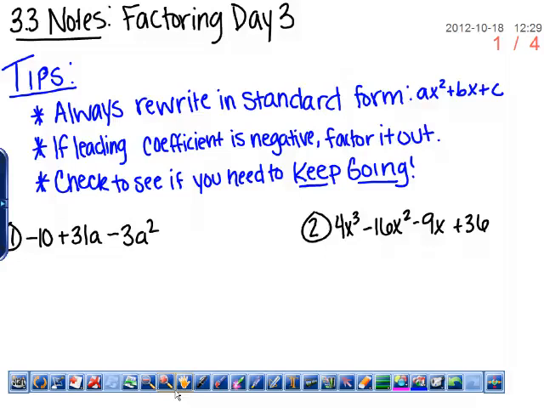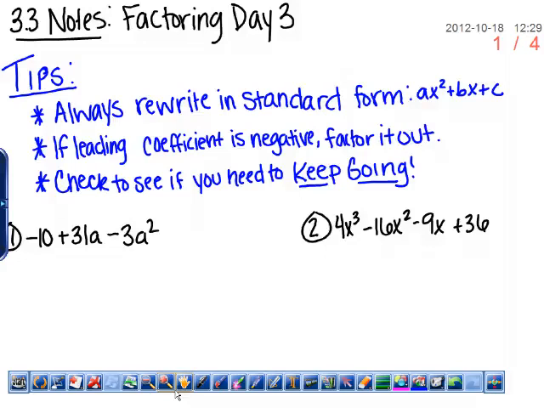The first tip is that you're always going to want to rewrite your quadratic or whatever polynomial you have in standard form, meaning you want to put the highest power at the front and work your way down. So with a quadratic, that's ax squared plus bx plus c. If it's a cubic, put the cubed term at the front and work your way down.